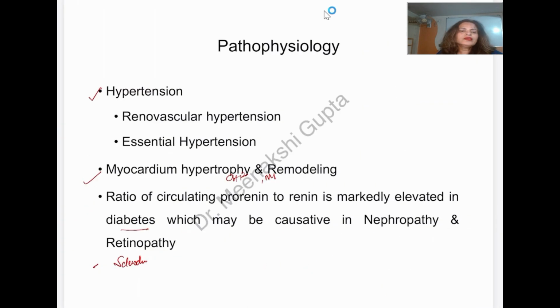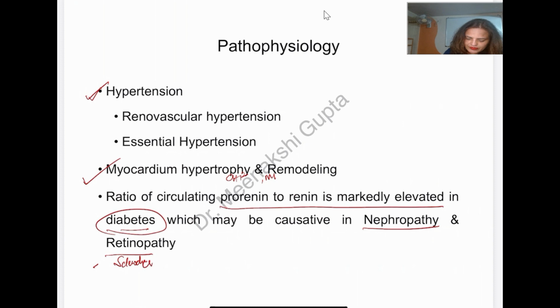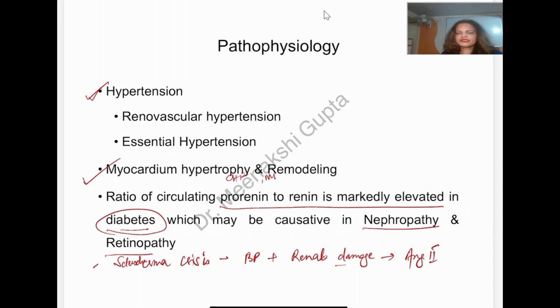In the next slide you can see clearly. So hypertension, just now I have told, then if there is myocardial hypertrophy and remodeling. Because in a diabetic patient the ratio of circulating prorenin and renin level is also elevated, we have to give it in diabetic nephropathy and retinopathy. Another one is scleroderma crisis, and in this also there is a rise in blood pressure plus renal damage or renal issues. They are mainly because of the increased level of angiotensin 2. So in this condition also we have to give the drug.